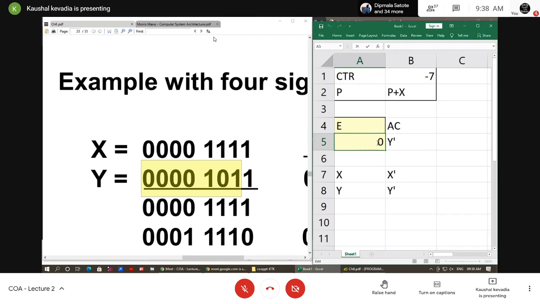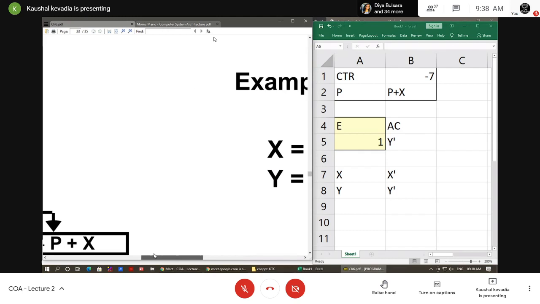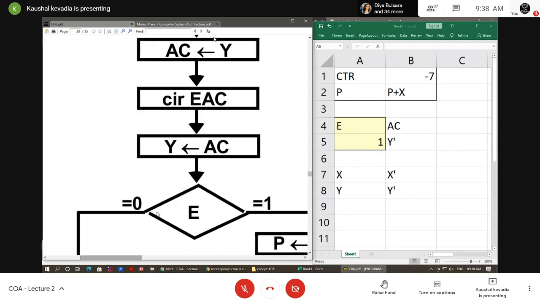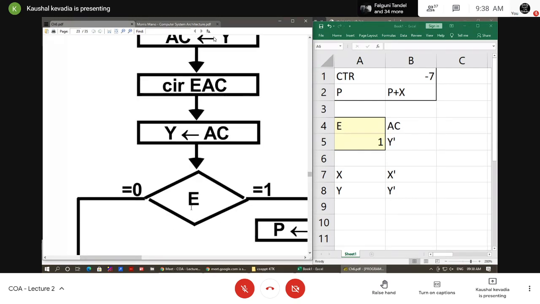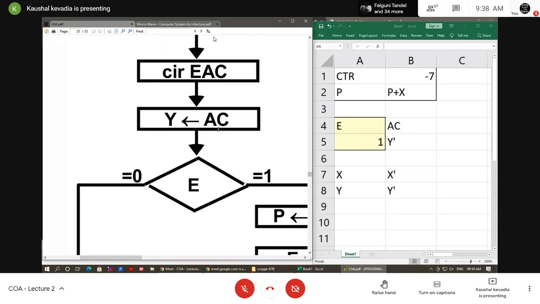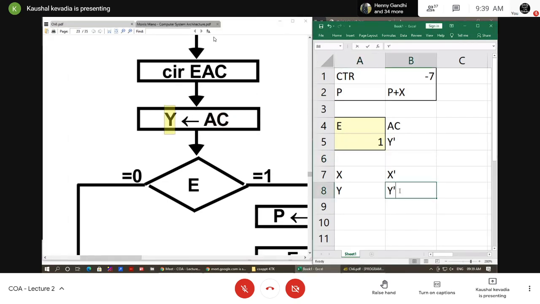So here I will get that number 1. Now I want to check the value of the E register. But before doing that, let me put that new value of the accumulator into Y. So instead of Y dash, the new value will be Y; let me take it as Y double dash.